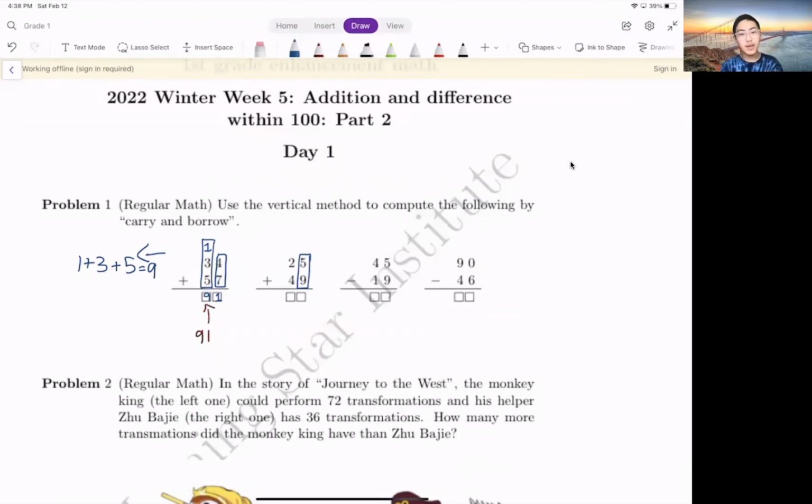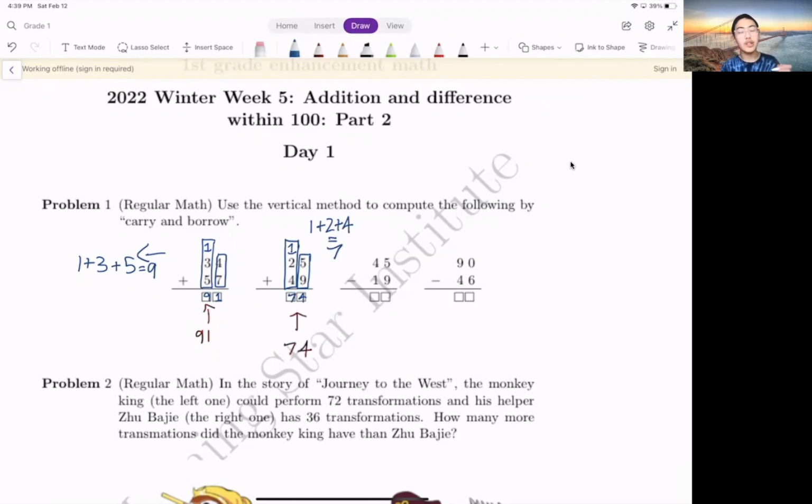5 plus 9, as we know, is 14. And since we can't put two numbers in the same box, we put 4 here first and carry the 1 over here. And we solve the equation. 1 plus 2 plus 4 is 7. So therefore, we write 7 in this box. So the second equation should be 74.